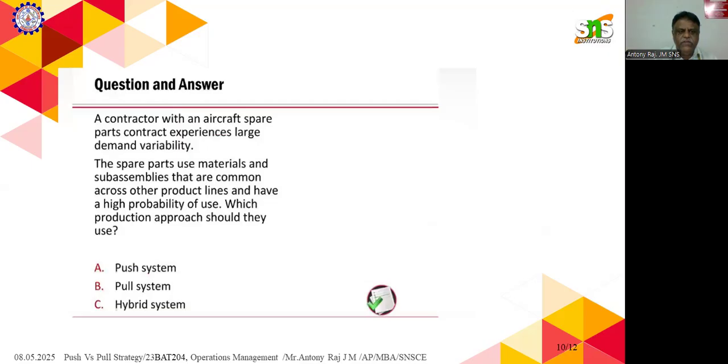And for this second one, just go through it for a minute. The contractor with aircraft spare parts, where the demand is going to vary. Okay. Which production approach should you use? Whenever the demand variability is large, then you have to go for a pull system.